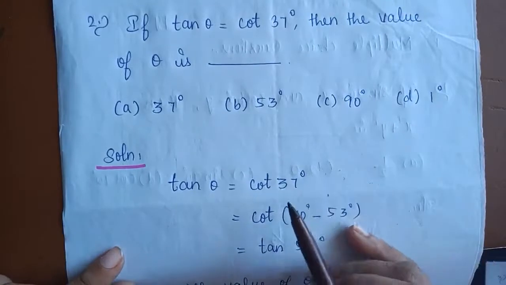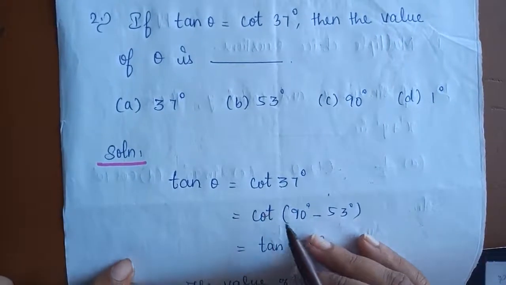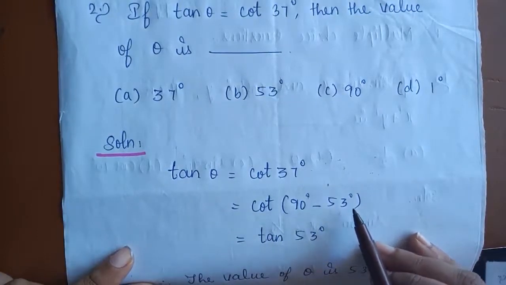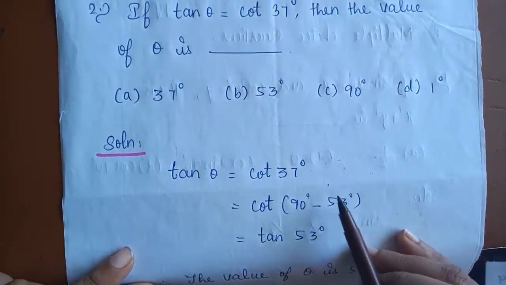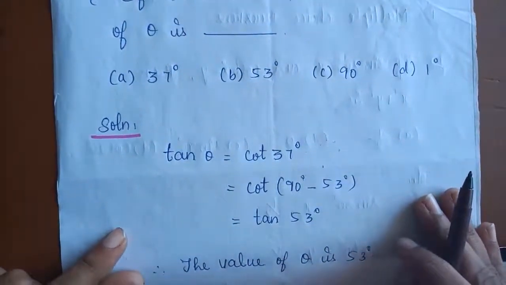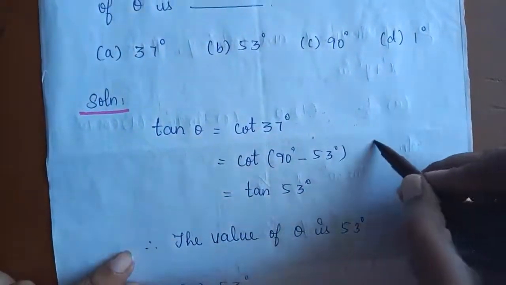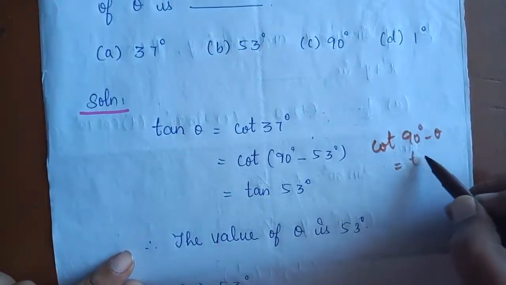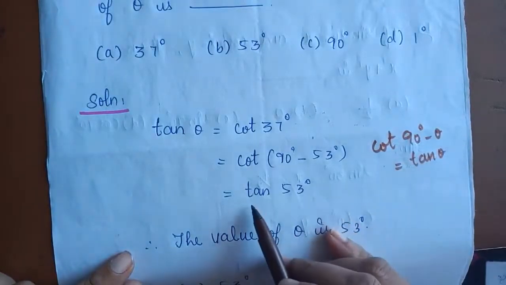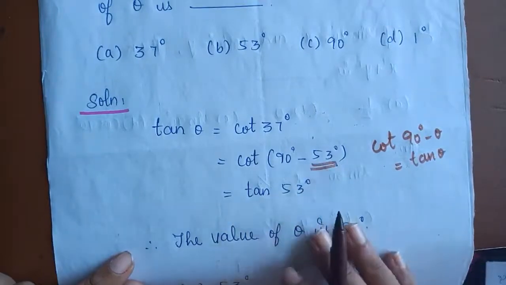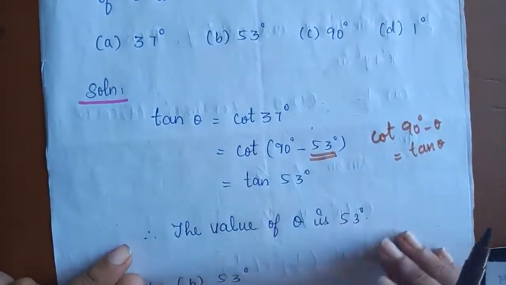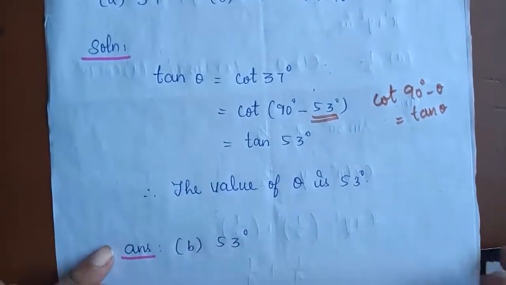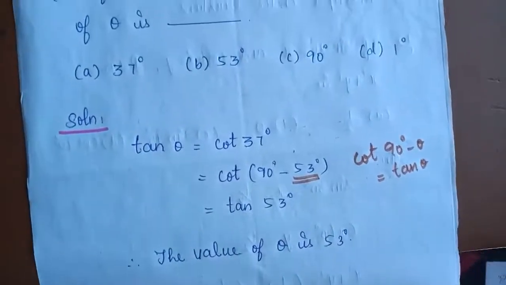By using the trigonometric ratio for complementary angles, we can write cot (90 degree minus 53 degree). So cot (90 degree minus 53 degree) is nothing but cot 37 degree. So cot (90 minus theta) is tan theta. So here you have theta is 53, which is equal to tan 53 degree. The value of theta is 53 degree. So the correct answer is option B, 53 degree.